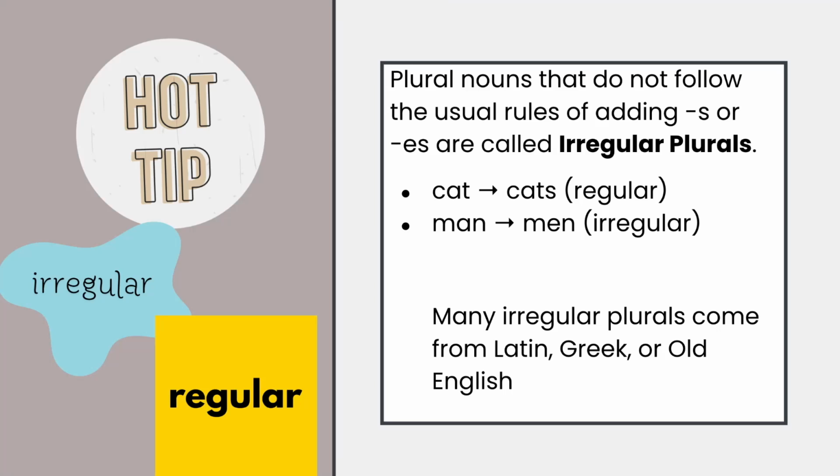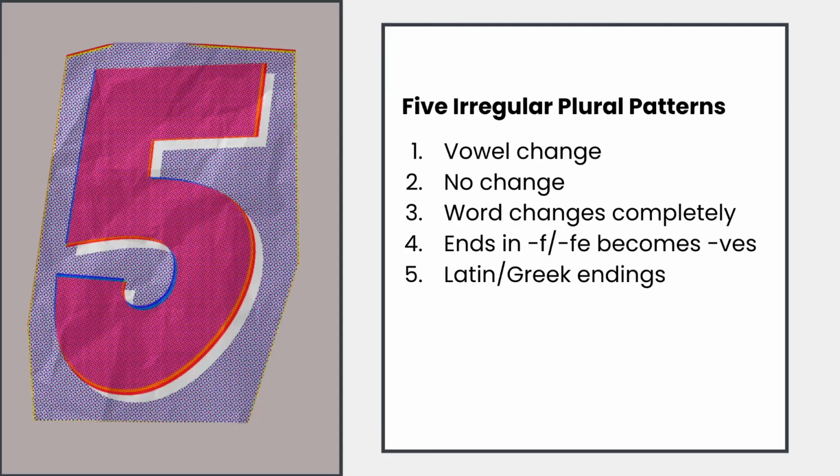Plural nouns that do not follow our usual rule of adding suffix s or es are called irregular plurals. So cat changing to cats is the regular form. Man changing to men is called an irregular plural form. Many irregular plurals come from Latin, Greek, or Old English. Let's take a look. There are 5 irregular plural patterns. We're going to dive into each one of these patterns today.